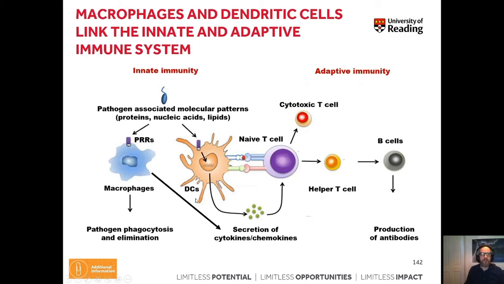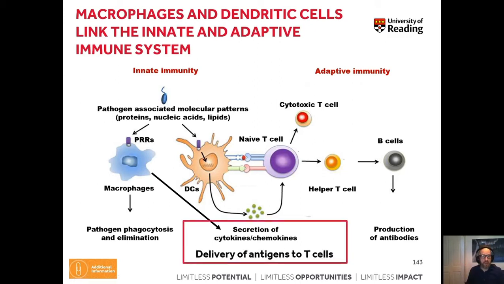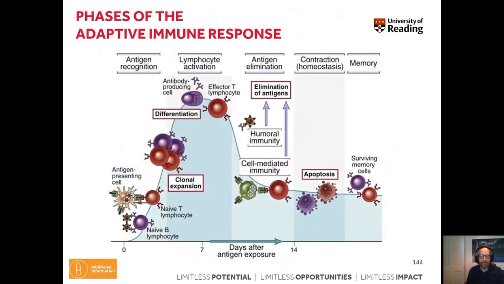In case of dendritic cells, those cells can actively present antigens derived from the pathogens on the surface to T cells. And this is how those two systems are actually bridged. And the key step here is delivery of antigens to T cells by those phagocytes. And this is something you should keep in mind.